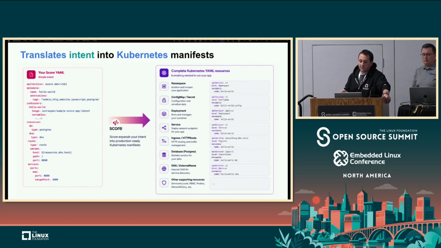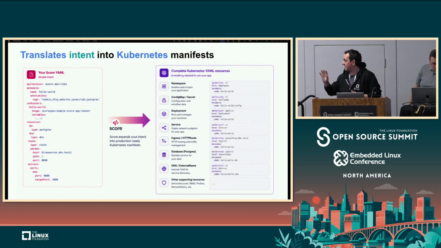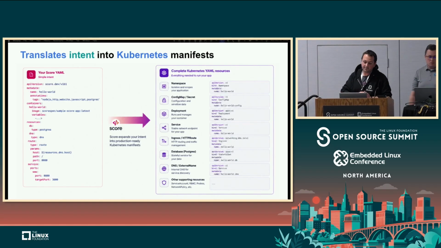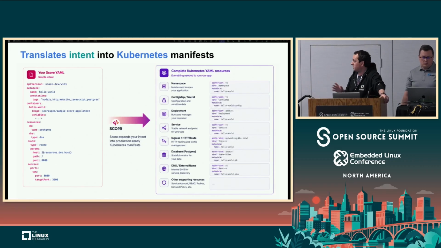All right, let's look at a specific example of how to use Score. So here we see in this example on the left how Score allows us to define very simply the application, so the definition of our application. We have a web server that is exposed to the internet that has its own Postgres database, all defined in under 40 lines of YAML.